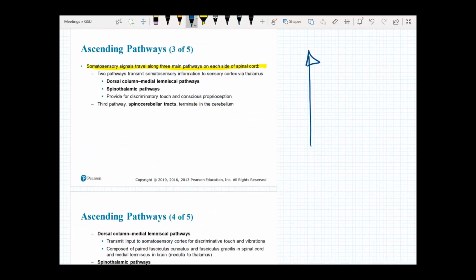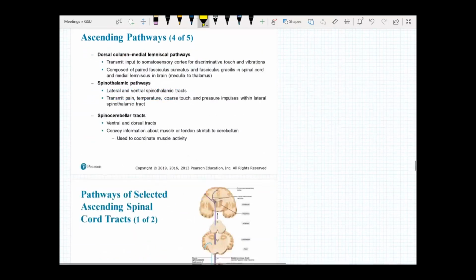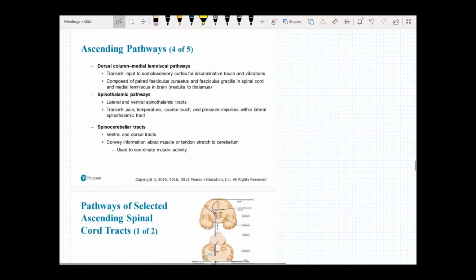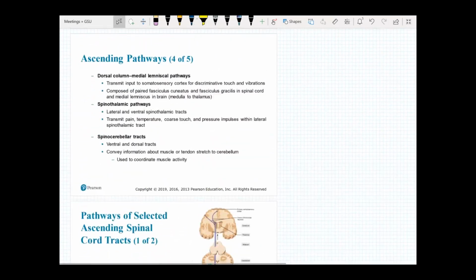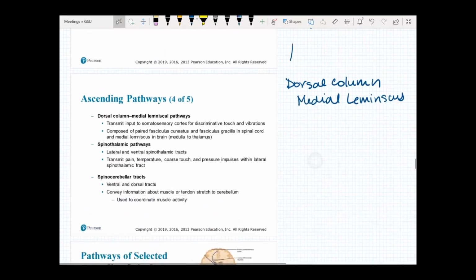They are ascending. There are 2 pathways that transmit this information: the dorsal column medial lemniscus pathway and the spinothalamic pathway. So just to break these down and make it a little bit easier, let's look at the ascending pathways first. The first one is the dorsal column medial lemniscus.